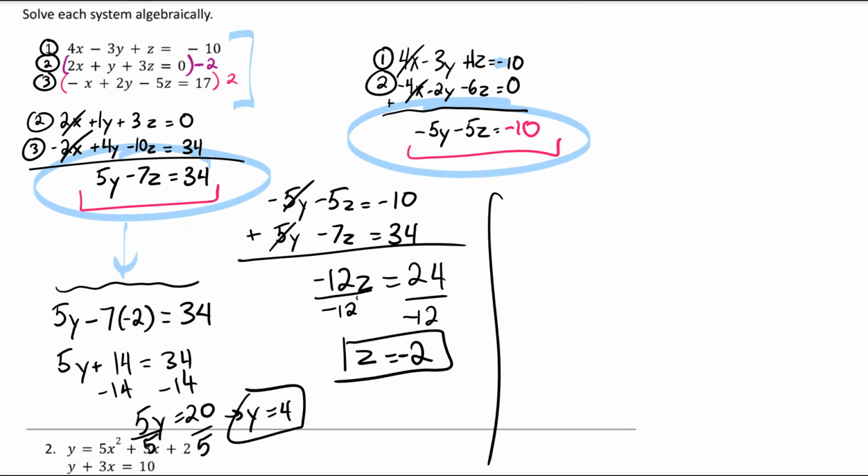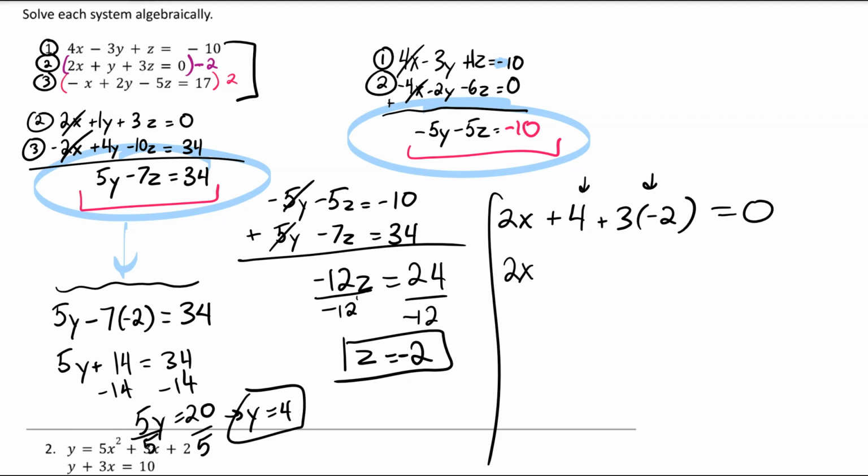Now I just need to solve for x, so I could plug into any one of these original equations. I'll plug into the second one. Doesn't matter which one, whichever one looks easier. I'll substitute in 4 for y, and I'll substitute in -2 for z. So if I simplify here, 3 times -2 is -6, plus 4 is -2. And if I solve this equation, I find that x is equal to 1.